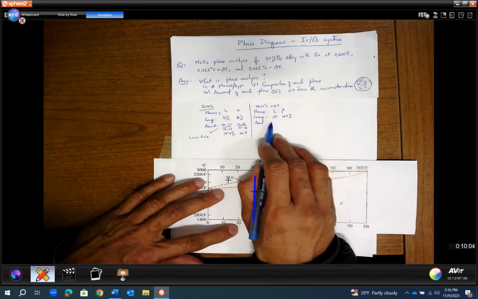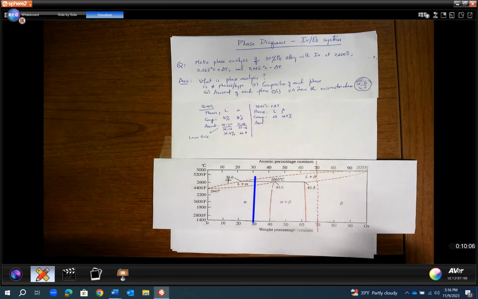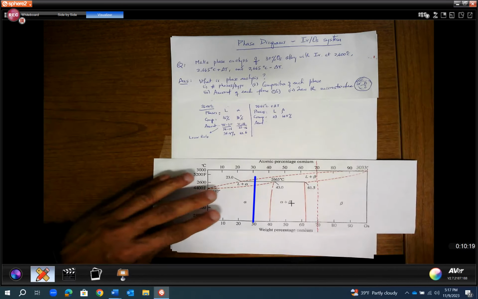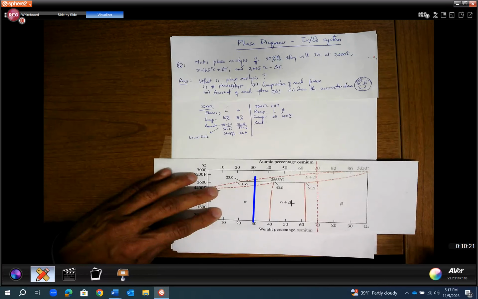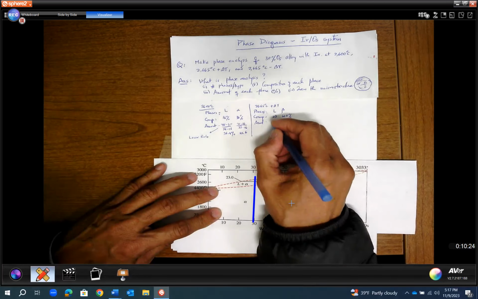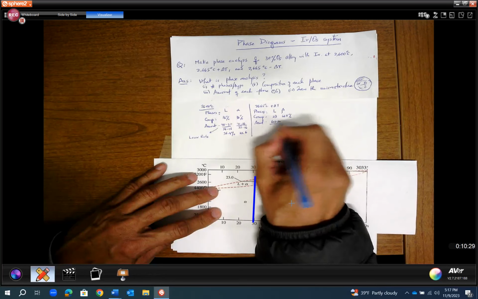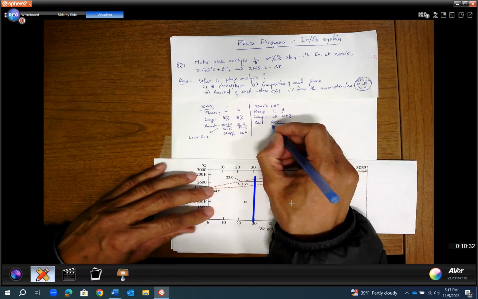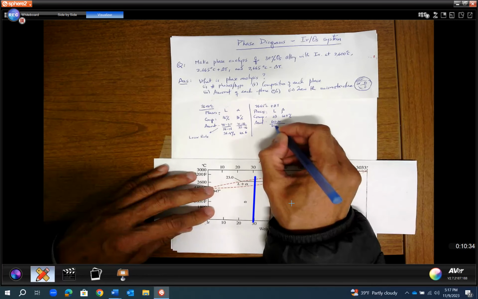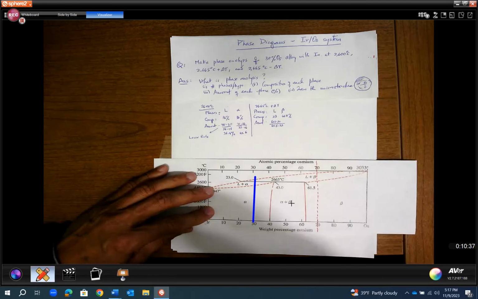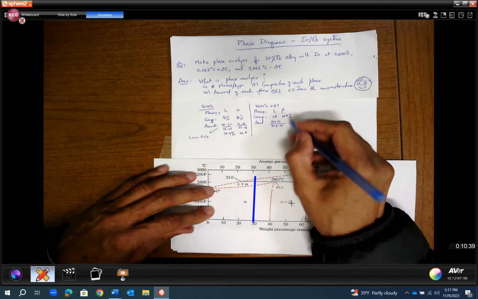So again, doing the lever rule, if you want to know the percent liquid, it is this distance divided by the whole distance, right? Which would be what? 61.5 minus 30, divided by 61.5 minus 23, right? That's the liquid.